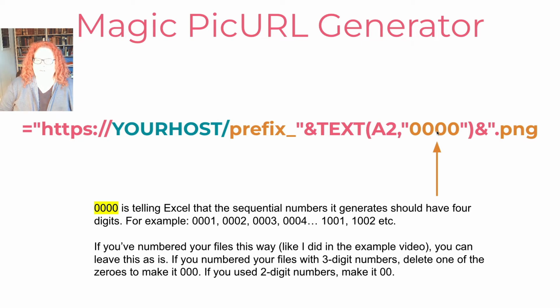If you named your images with 3-digit numbers, just delete one of these zeros and it will be like 001, 002, or 101, 102. And if you named your images with just 2 digits because you have sworn up and down you will never list more than 99 things, then you just delete 2 zeros and have 2 left here. So this just determines the format of your numbering.